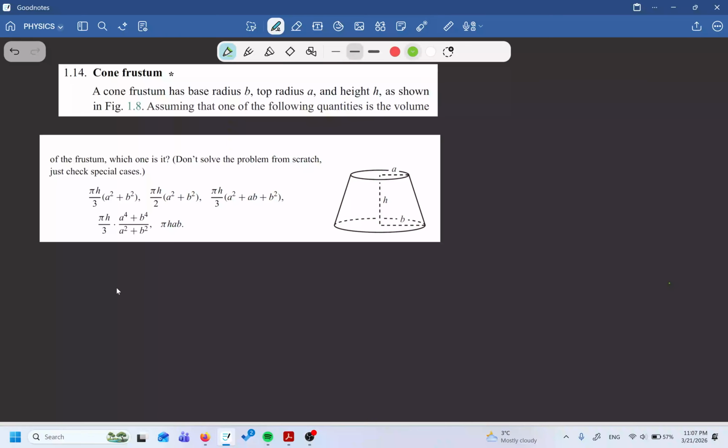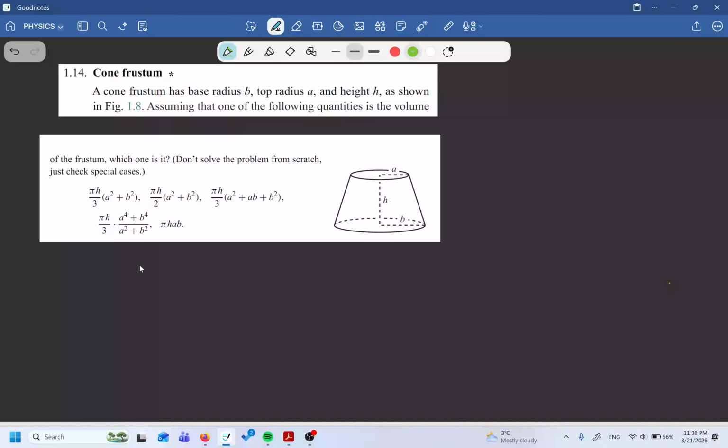Hello all. So today we will talk about exercise 1.14, cone frustum. This question is about this shape, this object that has base radius b, top radius a, and height h. And then it's telling us which one is the volume of this object and which one isn't. And we shouldn't try to solve this problem from scratch.